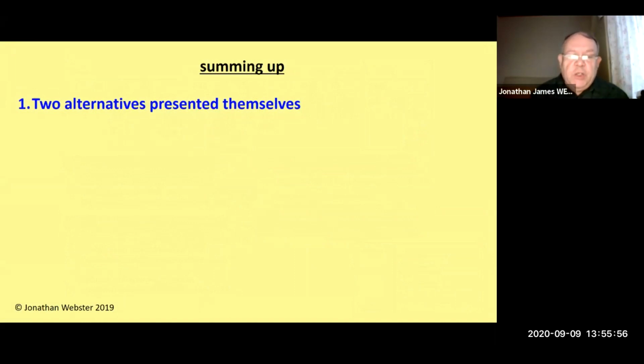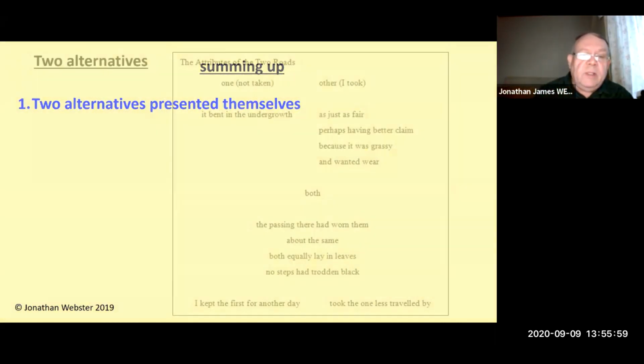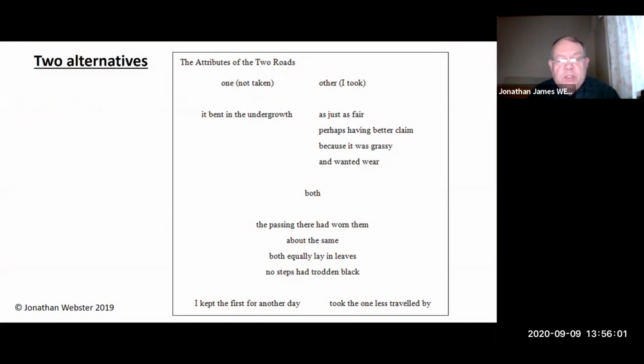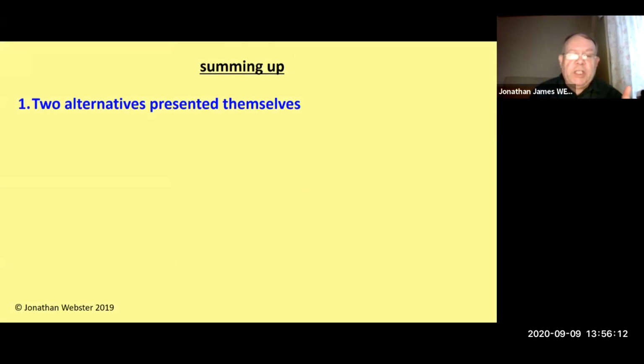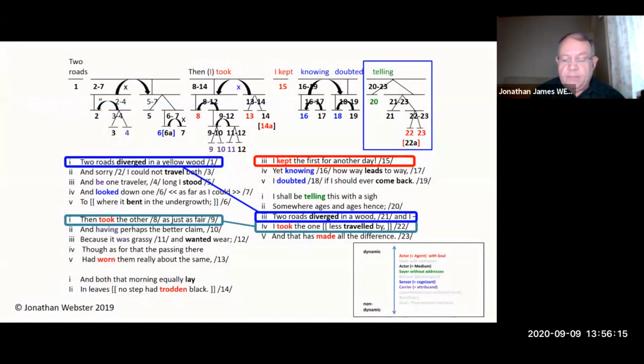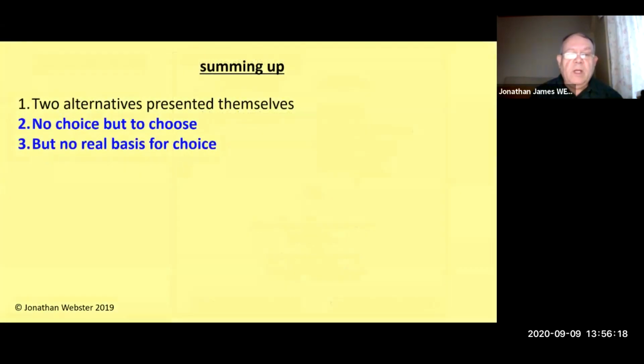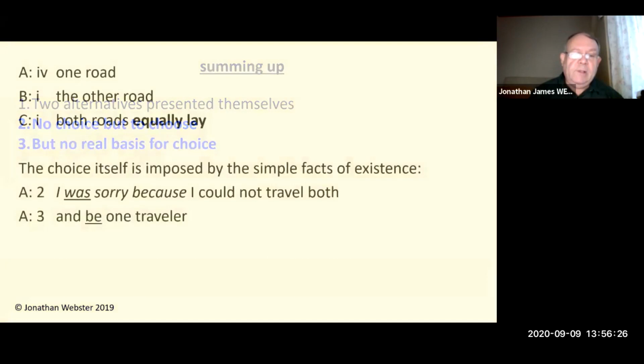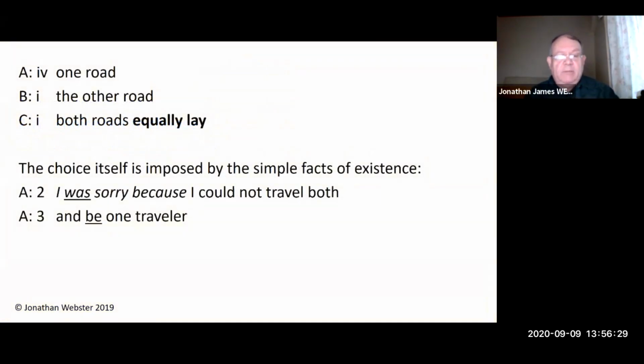Summing up then, two alternatives presented themselves. The attributes that are described here, the attributes of these two roads, the one not taken, the other that the writer took. Two alternatives presented themselves. But there was no choice but to choose. There's no real basis for the choice. Equally lay. The choice itself is imposed by the simple fact that there are the two roads.